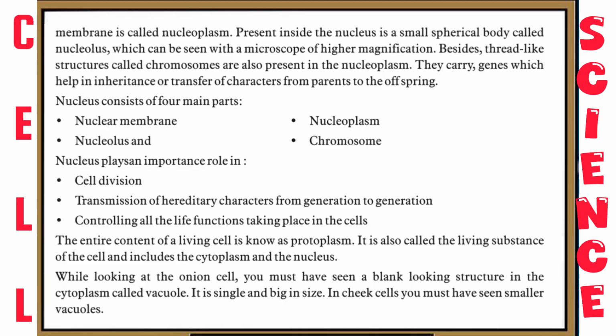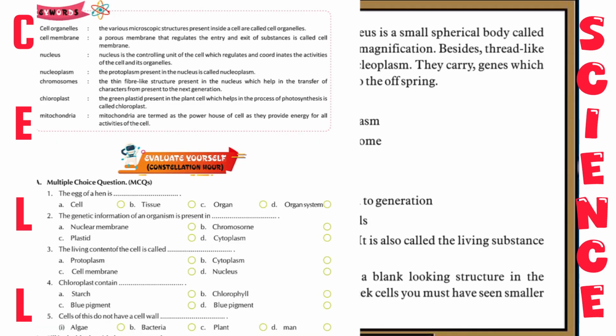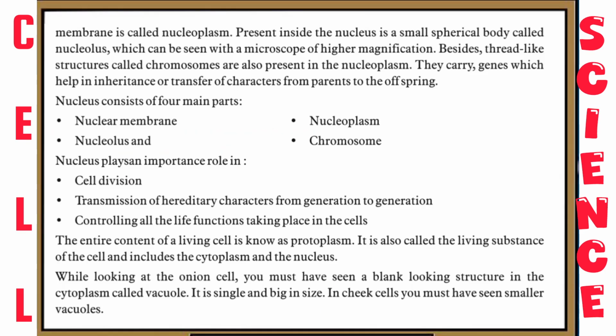Now, the entire content of a living cell is known as protoplasm. It is called the living substance of the cell and includes the cytoplasm and the nucleus. While looking at the onion cell, you must have seen a blank-looking structure in the cytoplasm called a vacuole. It is a single big one in size. In cheek cells, you must have seen similar vacuoles.